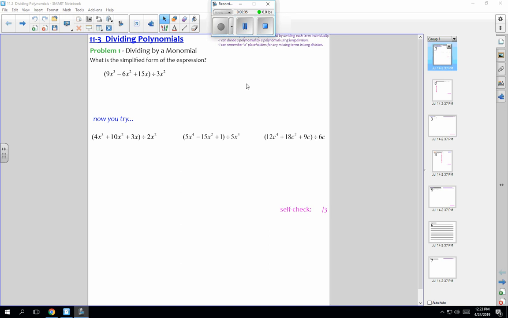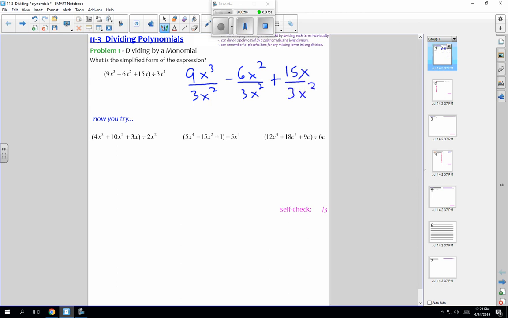It looks like this. So if you go ahead and write it down, 9x cubed divided by 3x squared minus 6x squared divided by 3x squared plus 15x divided by 3x squared. We've done this before. We did this in skill 14.